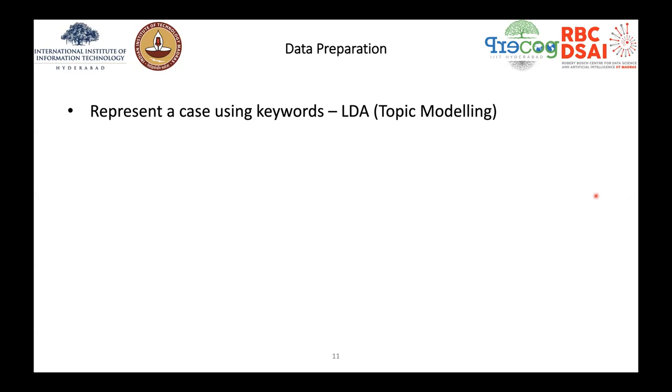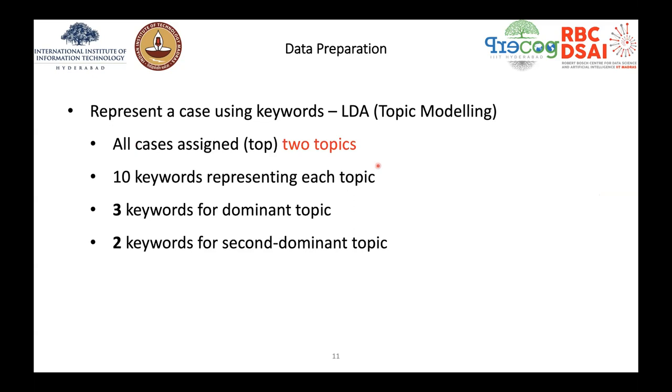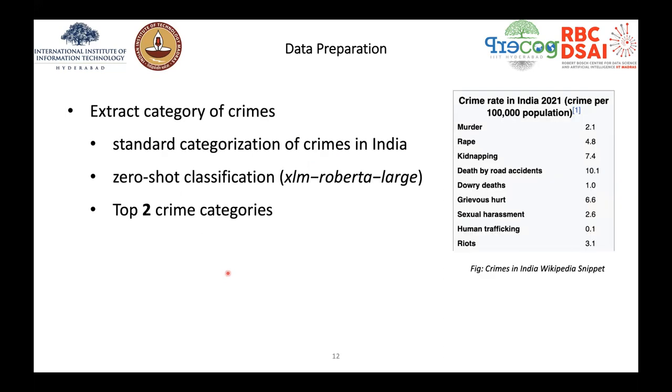Because LDA is a soft clustering approach, for all the cases that we have, we assign the top 2 topics that LDA provides us with. And for each topic, we have 10 keywords. So to get the 5 keywords that we are mentioning, we take 3 keywords from the dominant topic and 2 keywords from the second dominant topic. So here we have 5 keywords ready for each case, and let's move on to the other part, getting the category of crimes.